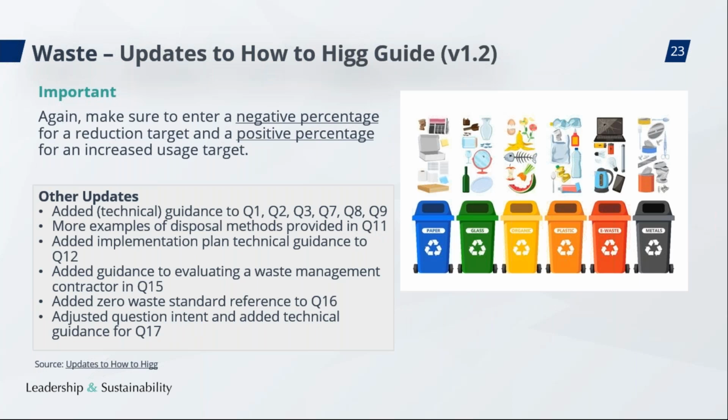All right, so waste is the next section. This is quite a long section, and SAC has tried to incorporate updates that provide more guidance on a lot of questions. Again, one thing which is important here is to make sure to enter a negative percentage for a reduction target and a positive percentage for an increased use target. And there is a lot of added guidance and different additional information related to nearly all questions actually.